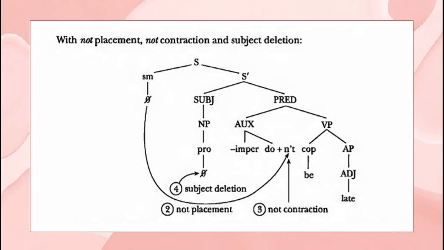The last rule is number 4, subject deletion. In the previous diagram, the subject you is present, but now we are going to remove it. So by applying all the derivation rules, we can now read this sentence as don't be late.